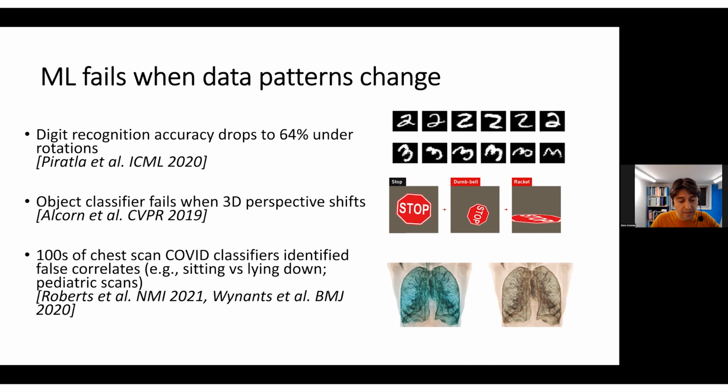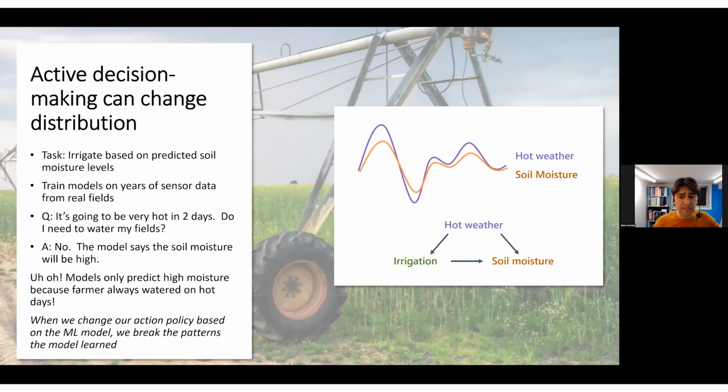This type of problem of data pattern shifting is particularly challenging for decision-making applications, because when you're making a decision based on the output of the model, you are actively changing the data distribution by construction of your application. So, for example, let's say we define a task to help us decide when to irrigate an agricultural field based on predicted soil moisture levels. If an ML model tells us that the soil moisture level is going to be low, we will irrigate the field so that the crops don't die.